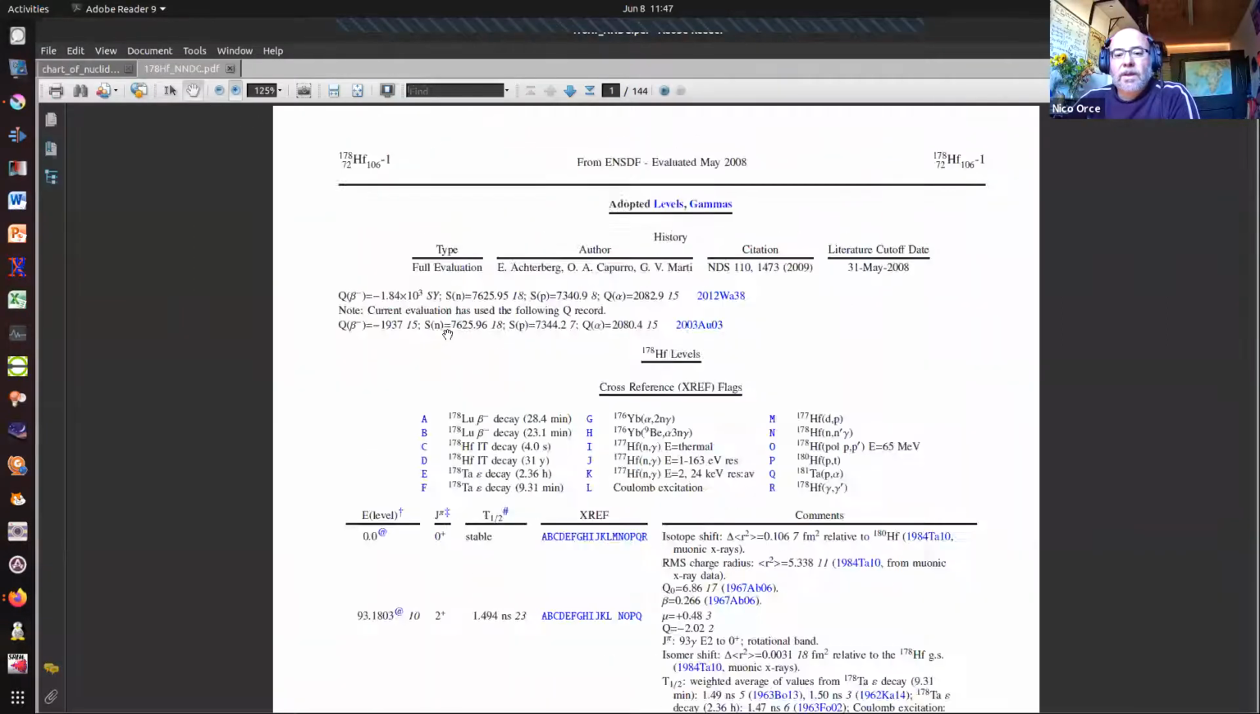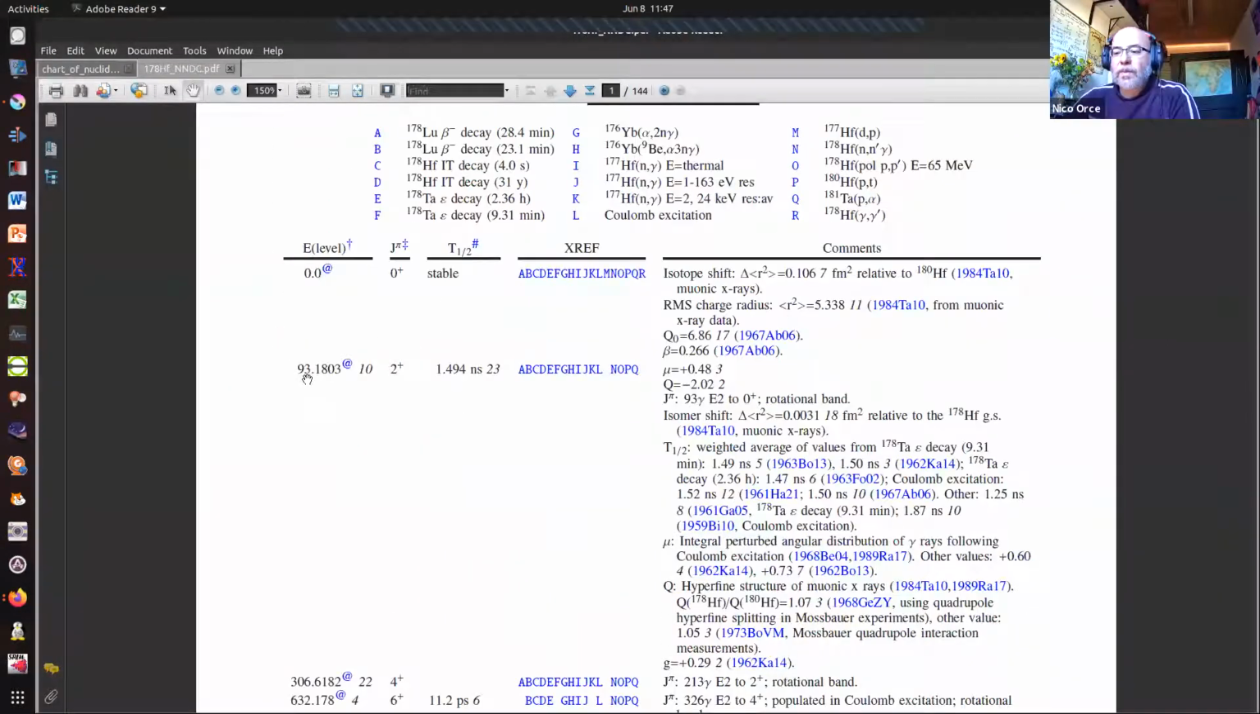So let's write it down. The ground state is 0, but remember, this is just a reference. There's never a 0. The real energy of the ground state is the binding energy that we can calculate. We know that this energy is negative because it's deep into the potential, right? There's no 0 energy in quantum mechanics, but just as a reference, let's write it down like this.